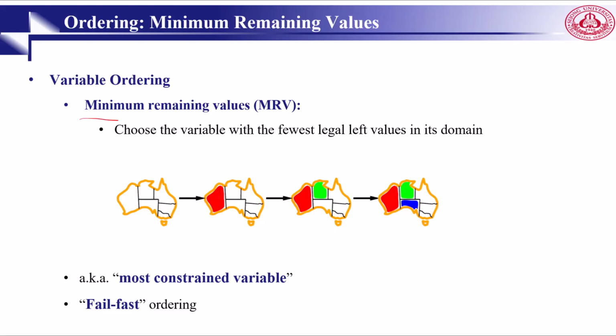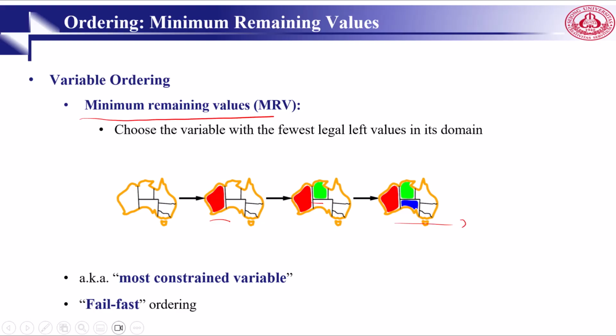So here we have minimum remaining values, MRV. This algorithm says to select a variable that has the minimum values in its domain. At first, all variables have the same number of values in their domain. We randomly select one and give red color to it. Next, we have 6 unassigned variables. We select one with the minimum number of values in its domain. Then we selected green, and so on.